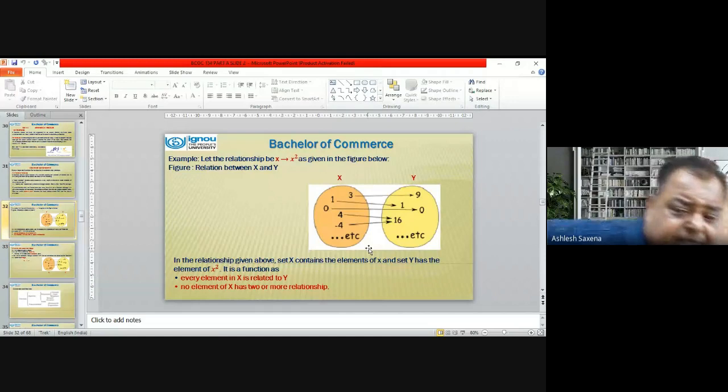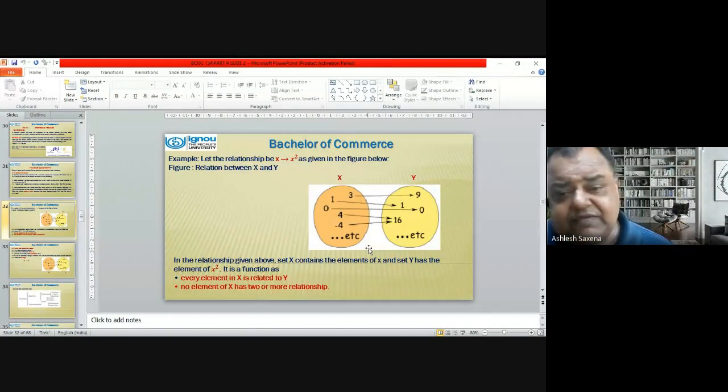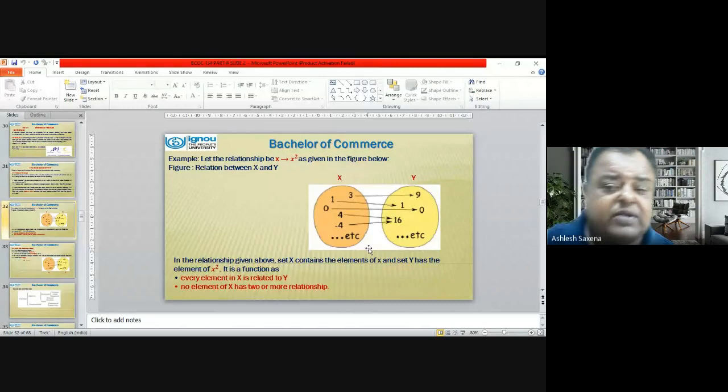In the relationship above, we can see that set X contains the elements of X and set Y has elements of X squared. It is a function as every element of X is related to Y and no element of X has two or more relationships.